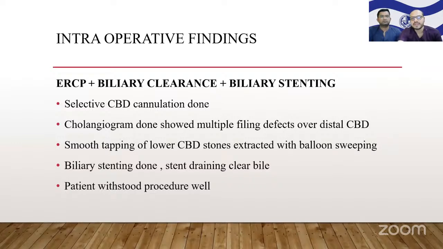The intraoperative findings were: selective common bile duct cannulation was done. The cholangiogram showed multiple filling defects over the distal common bile duct, smooth tapering of the lower common bile duct. Stones were extracted with balloon sweeping. The biliary stenting was done and stent draining clear bile. Patient withstood the procedure well. So ERCP with biliary clearance and biliary stenting was done.